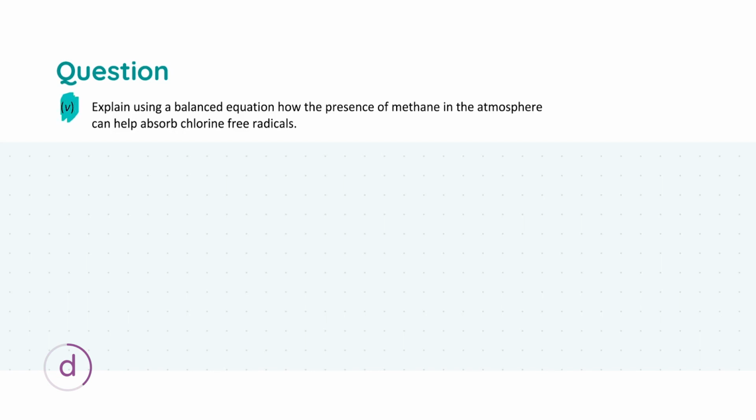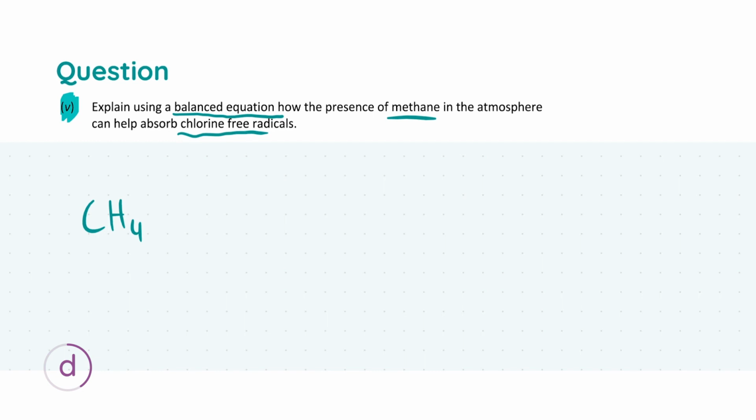And in this, we're actually asked to explain, yet again, using a balanced equation, how the presence of methane in the atmosphere can help absorb chlorine-free radicals. So this is going to start out with another equation, and I'm just going to start this with the information that we know. We're being told here that we're going to have methane in the atmosphere. So it's going to be CH4, which is our chemical formula for methane.